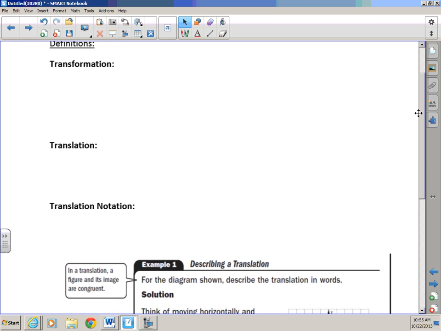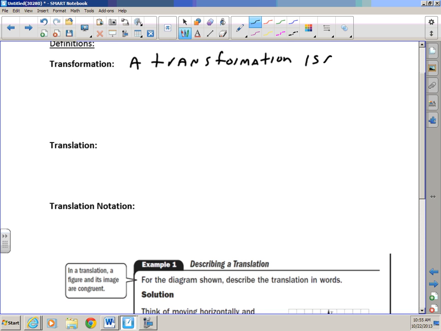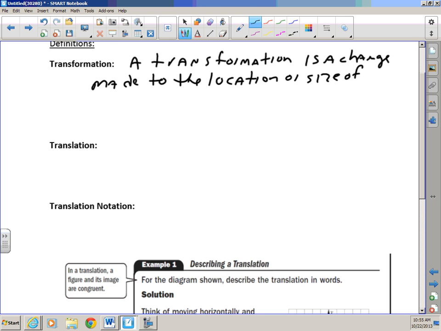A transformation is a change made to the location or size of a figure. And it can actually be both, location and size, which we'll see later on.